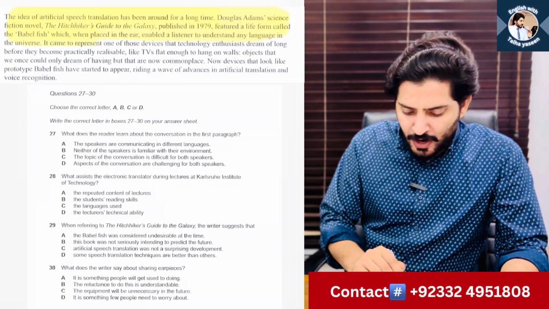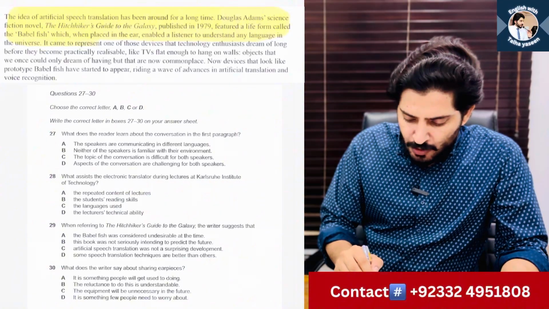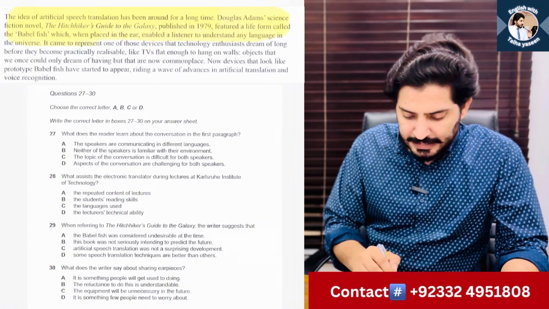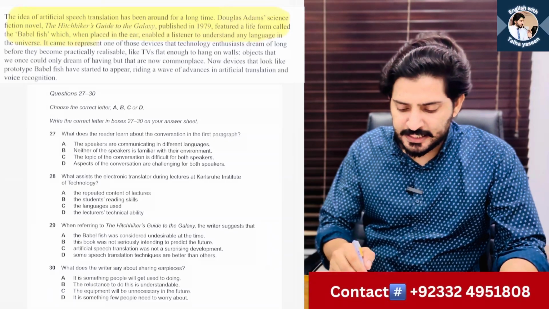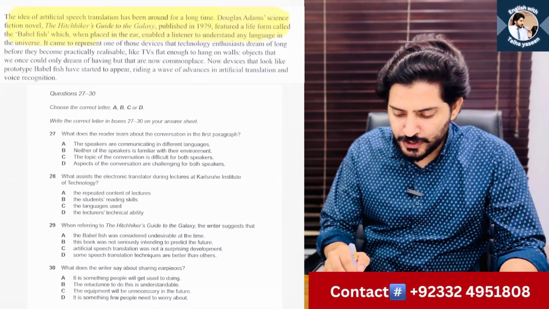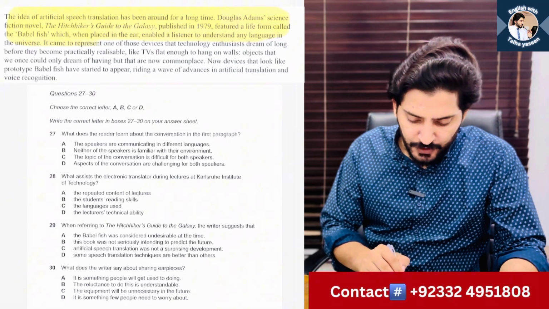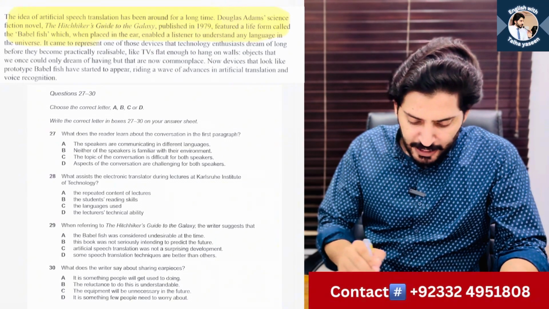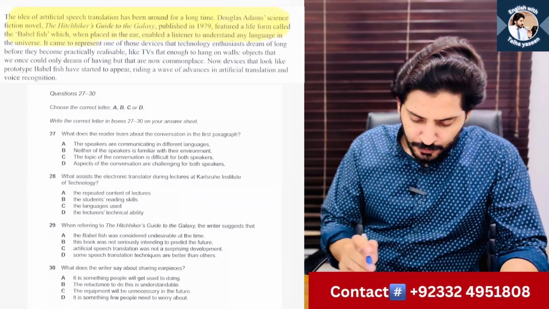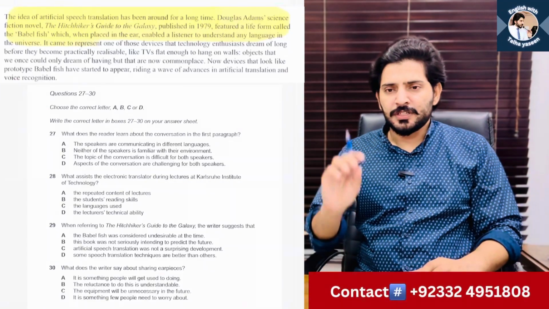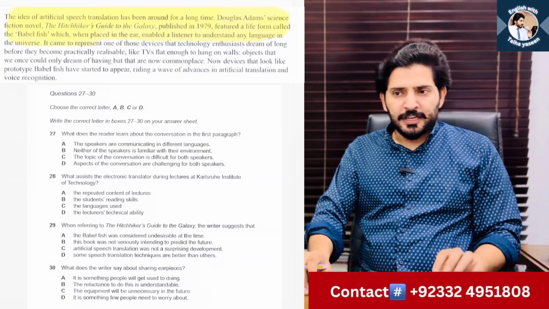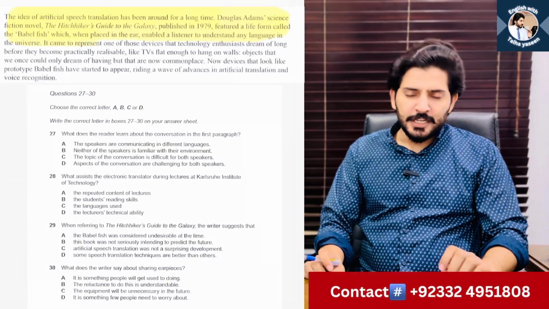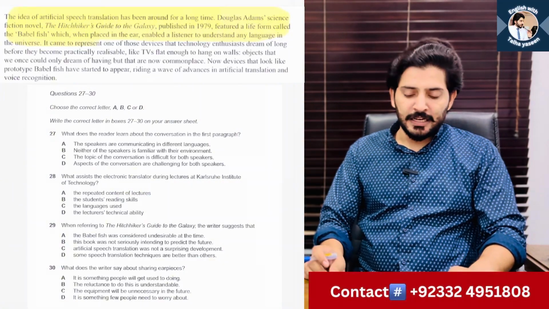The idea of artificial speech translation has been around for a long time. Douglas Adams' science fiction novel, The Hitchhiker's Guide to the Galaxy, published in 1979, featured a life form called the Babel fish, which when placed in the ear enabled a listener to understand any language in the universe. A Babel fish, it was a kind of fish. When placed in the ear, it can translate any language. It enables the listener to understand any language.